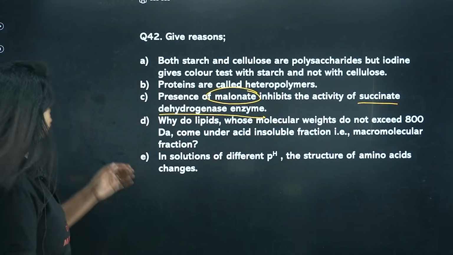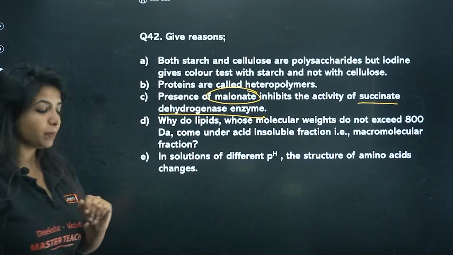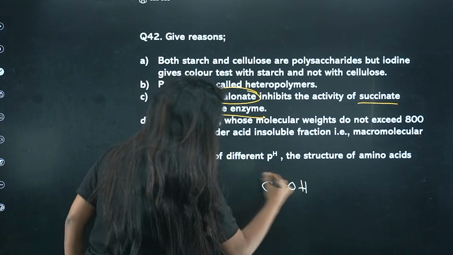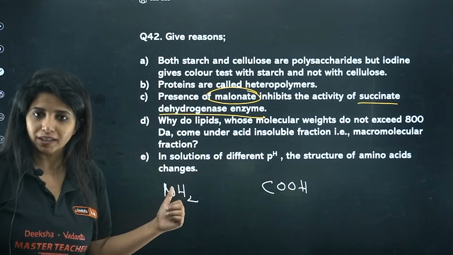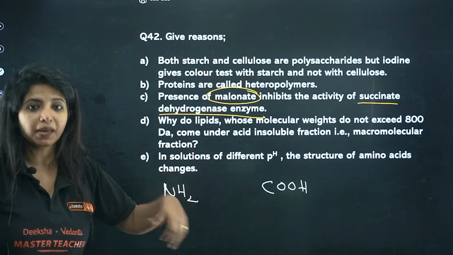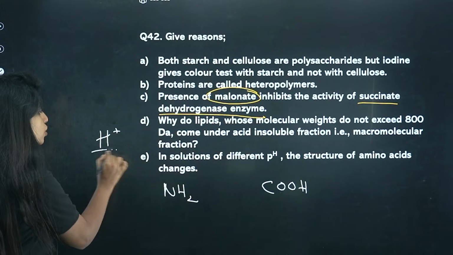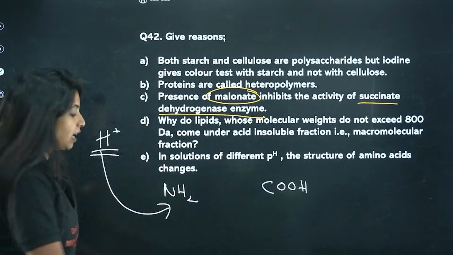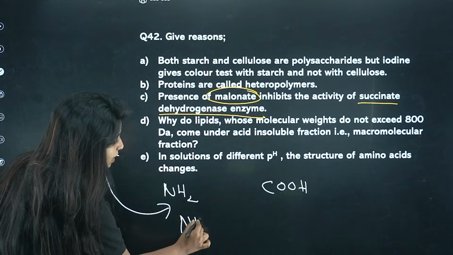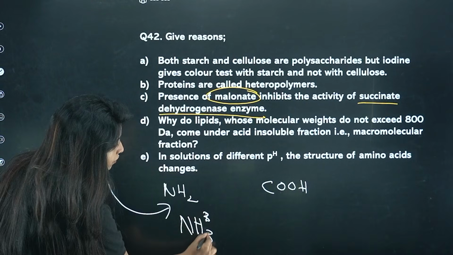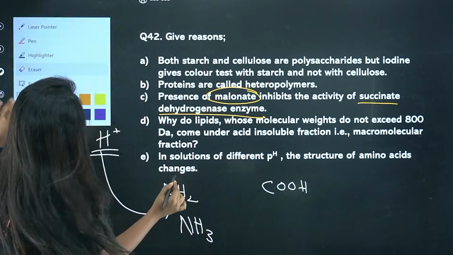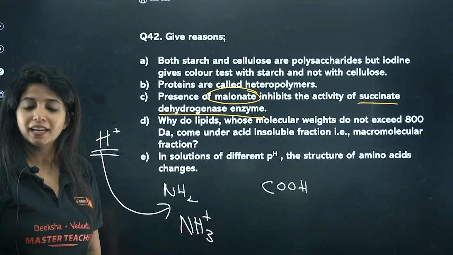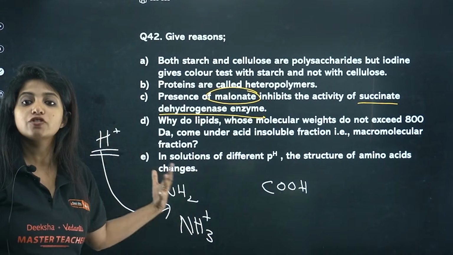Now, in solutions of different pH, the structure of amino acid changes. Why do you think amino acid changes in different pH? Amino acids basically have two ends. One is your amino end, and the other is your carboxyl end. Whenever you put the amino acid in an acidic medium, what do you have? You have so many H plus ions. So what is going to happen? The amino group will take the H plus ions and convert into NH3 plus. You get it? So there is a gain of hydrogen that takes place here. And when this gain happens, obviously the structure is also going to change.